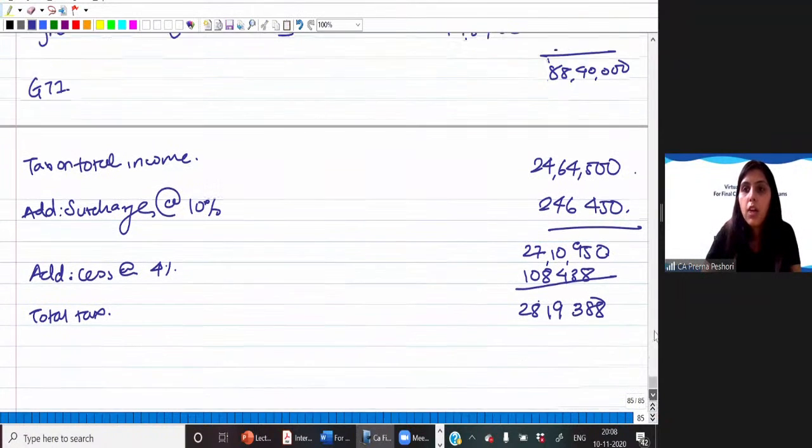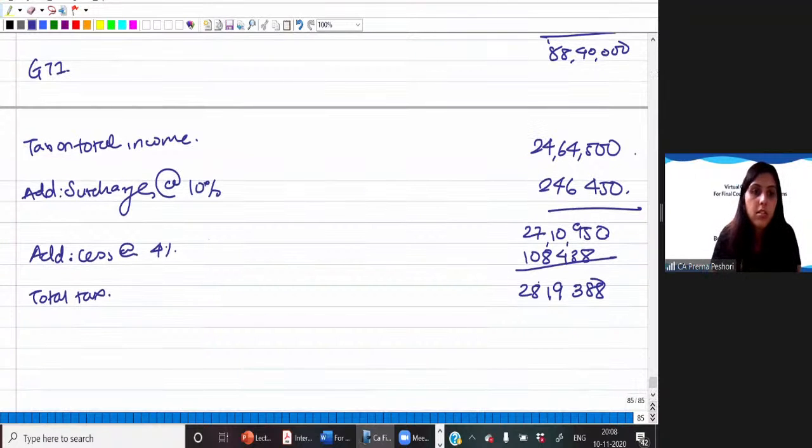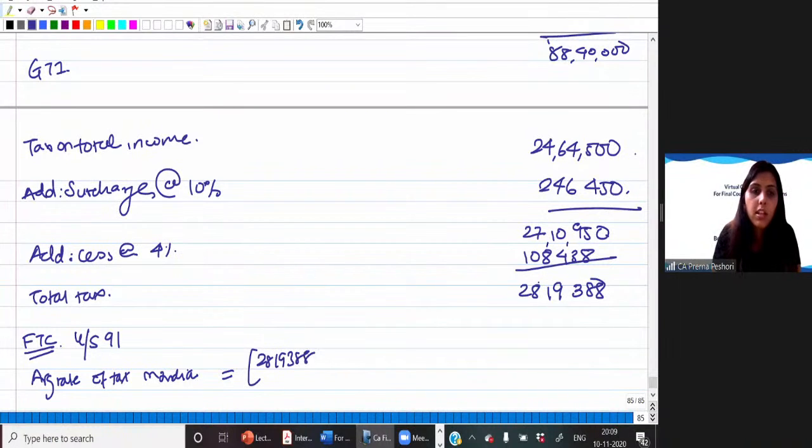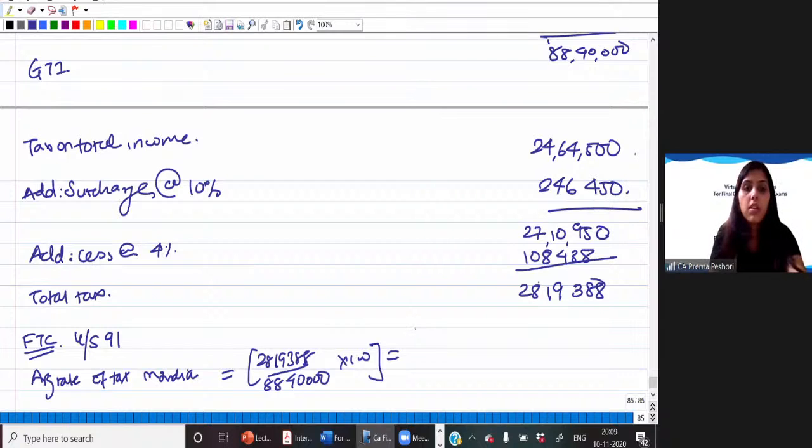Now I will have to compute the foreign tax credit. Again, this will be under section 91. Right? So what will be the foreign tax credit? Average rate of tax in India. How much? 28,19,388 divided by what was the total income? 88,40,000 into 100 is equal to how much? 31.89%.